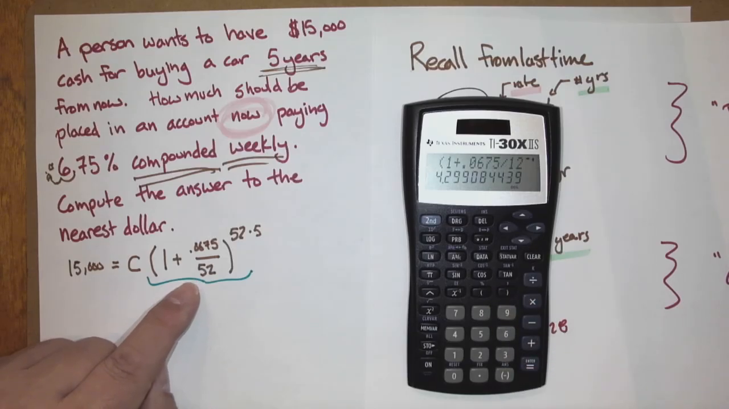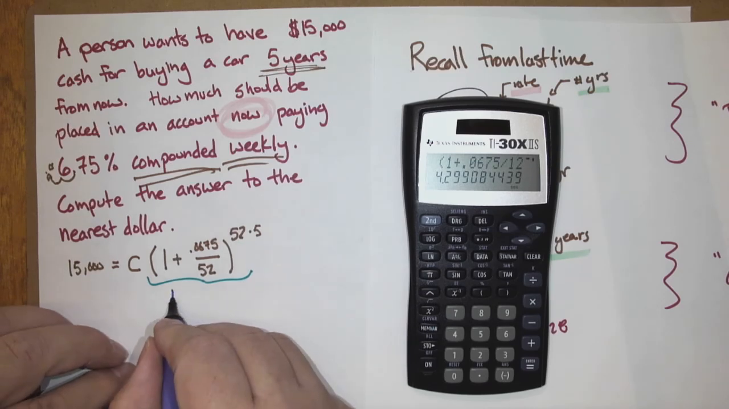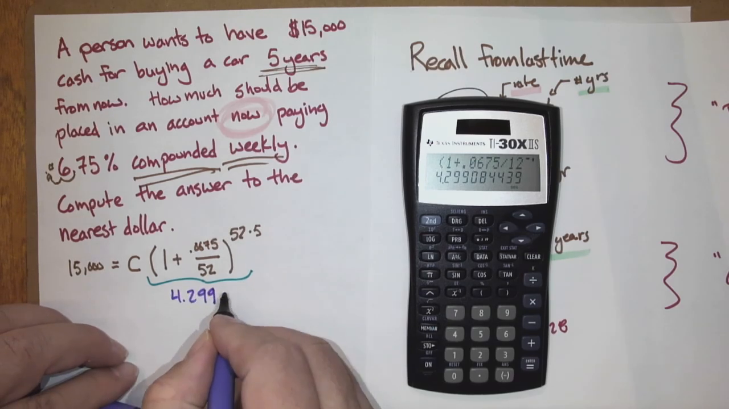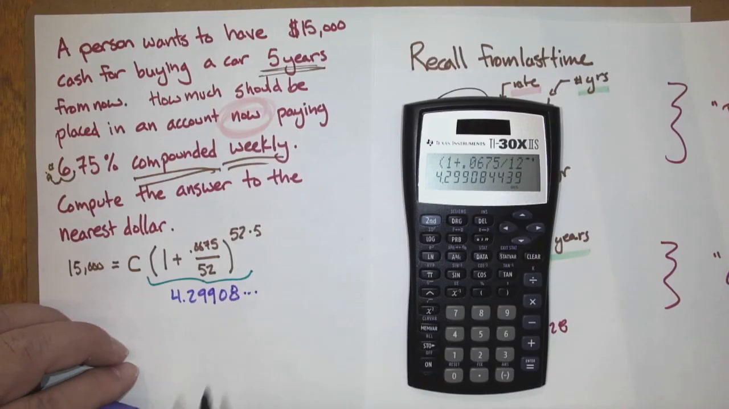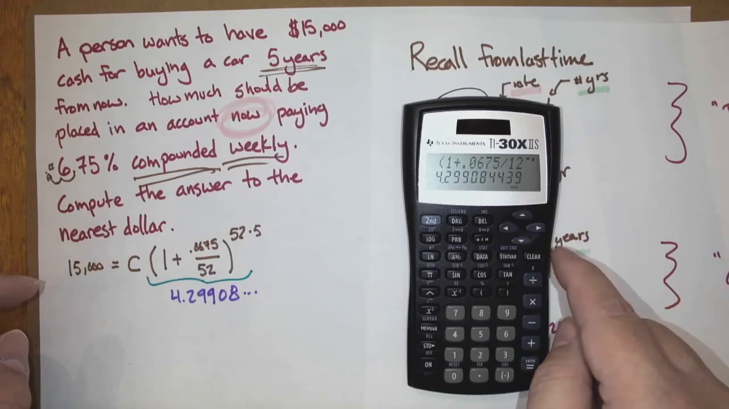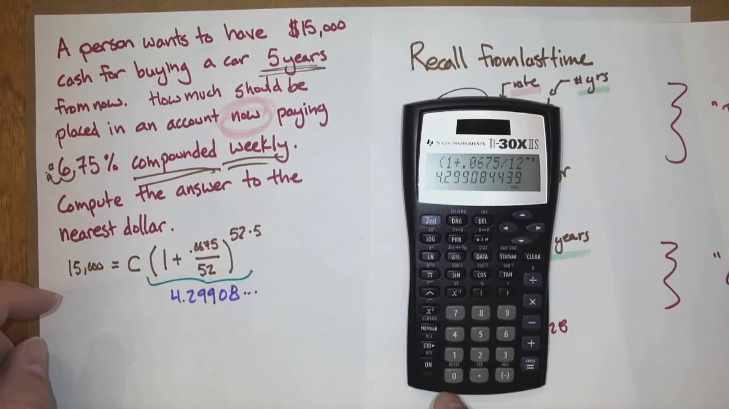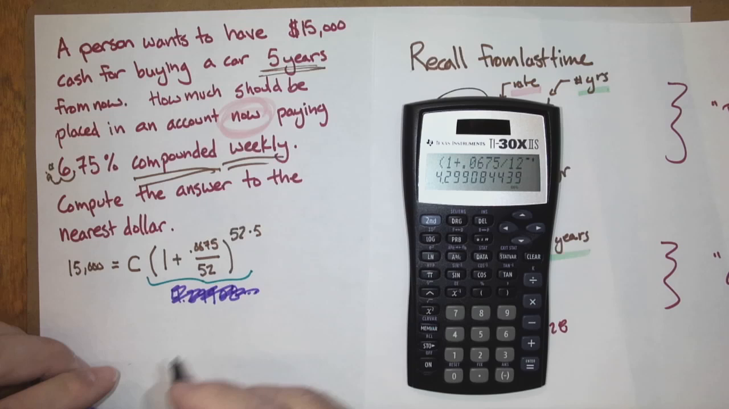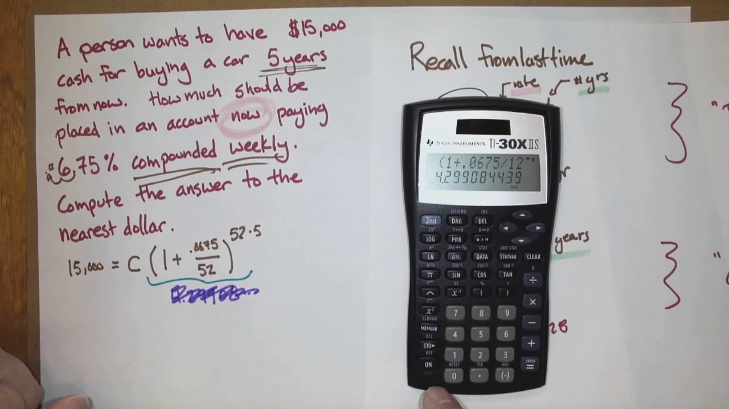Okay. Now, what do we get? We get the number 4.29908. Sorry, what? Why should I divide by 12 instead of 52? On the calculator, you divide by 12. Oh, did I divide? Oh, my gosh. Oh, you're right. I'm sorry. All right. Take away my calculator badge. Got to go let the Boy Scouts know.